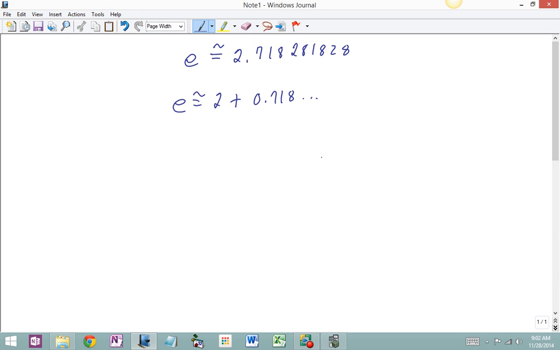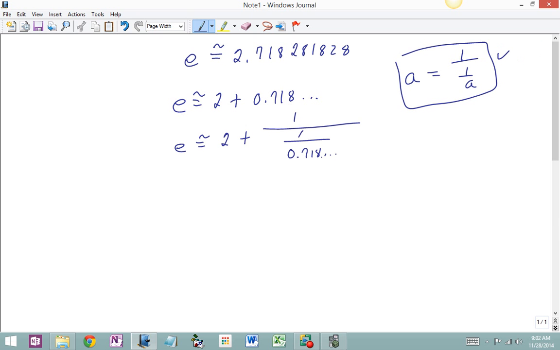And then we rewrite the fractional part using the fact that if we have any number a, we can rewrite it as 1 over 1 over a. So that's what we're going to do here. And now we're going to take that 1 over 0.718 and we're going to go ahead and do the division. So let's go to our calculator and do that right now.